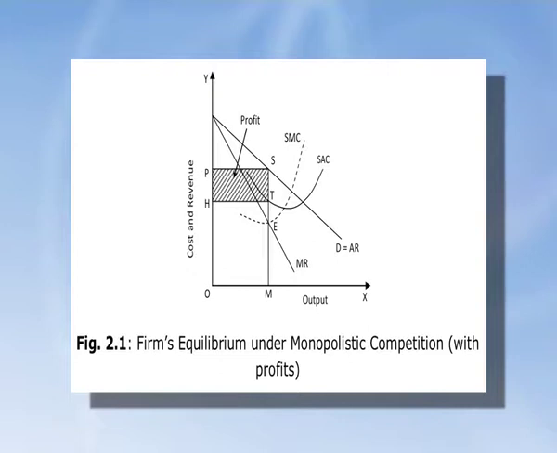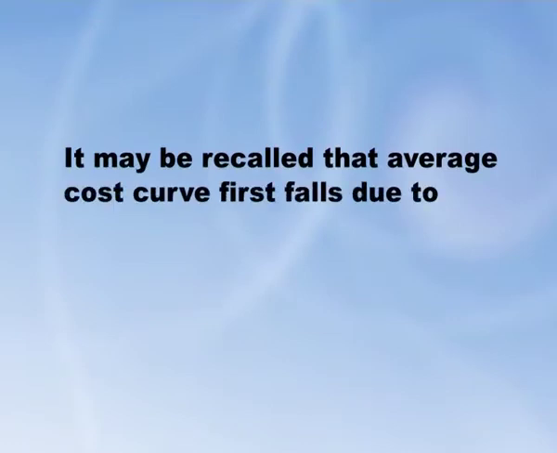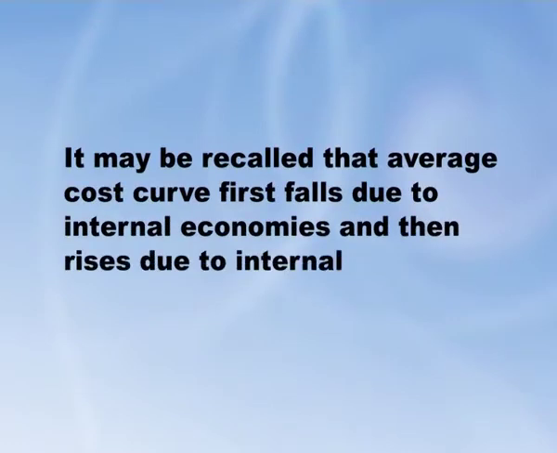SAC represents the short-run average cost curve of the firm, while SMC is the short-run marginal cost curve corresponding to it. It may be recalled that the average cost curve first falls due to internal economies and then rises due to internal diseconomies. Given these demand and cost conditions, a firm will adjust its price and output at the level which gives its maximum total profits.